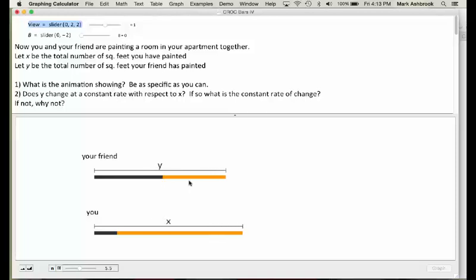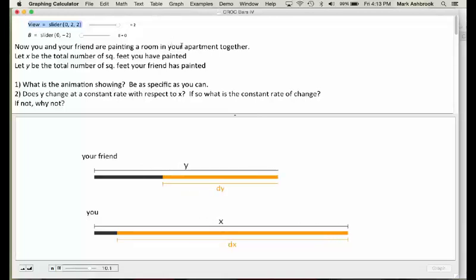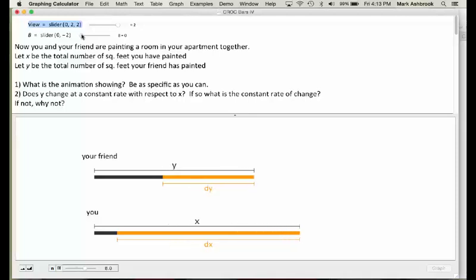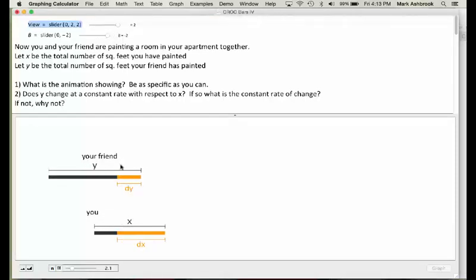Is this change in Y, this orange length, a constant multiple of, or proportional to, this change in the amount painted here? So we can illustrate those changes as dy and dx, and then I continued to alter the animation to help us compare dy and dx to see if they're proportional or not. So I moved back your friend's bar.